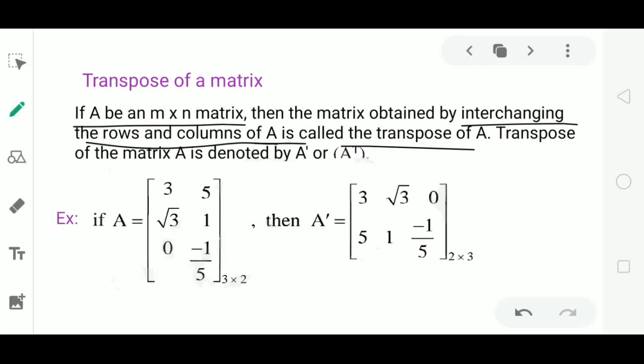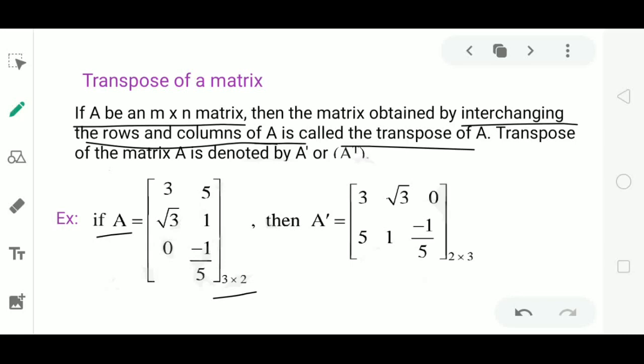Let us look at the following example. Here, matrix A is of order 3 by 2. Now, to find the transpose of this matrix, we simply interchange the rows and columns of the matrix A.